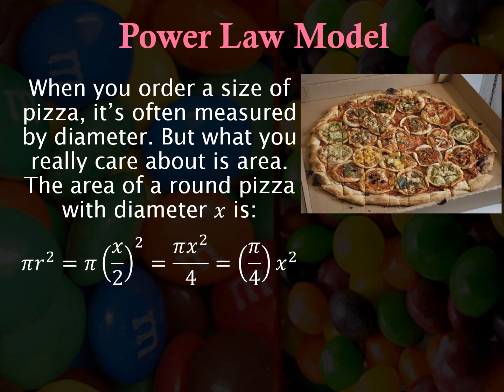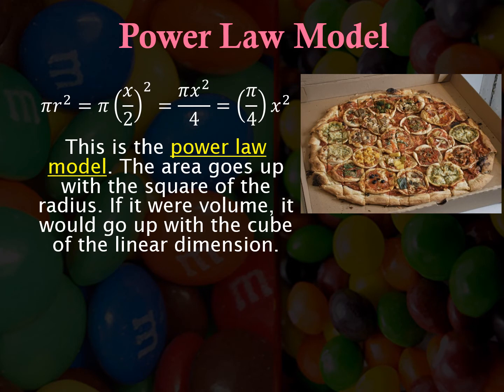So in the power law model, remember the x is the base of an exponent and the exponent itself is constant. If you order pizza, it is measured by diameter, so you would think it's a quadratic relationship. It turns out the area of a pizza is pi over 4 times x squared, where x is the diameter.